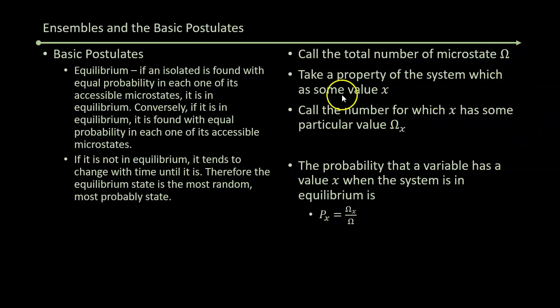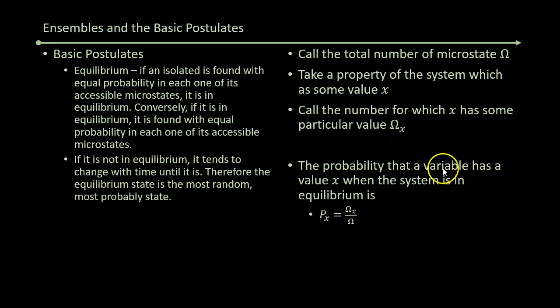Capital omega. It's really important, since we're introducing a new symbol, to wrap that symbol in a meaning instead of looking at it as something strange, right? So the number of microstates is omega. If there's a property of a system that has some value x, the number of microstates which have that value x are omega x. So omega x is the total number of microstates with that value x.